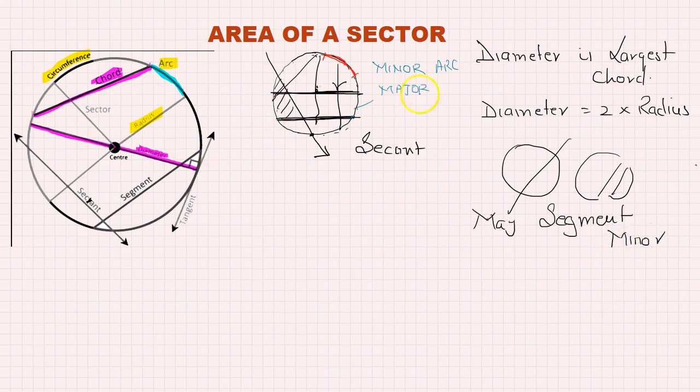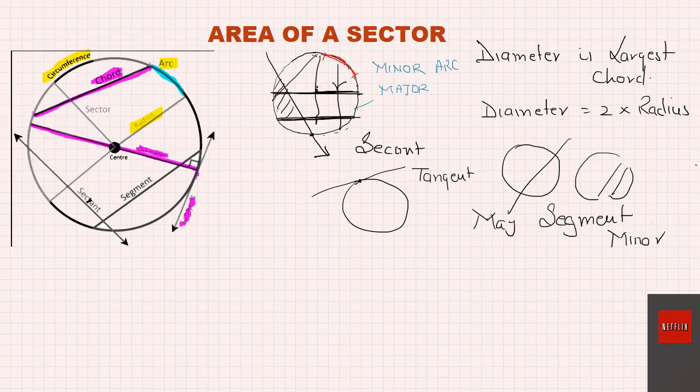And if the line is just dividing into 2 parts, but if a line touches only at one point, this line is called a tangent. So a tangent is touching a circle only at one point, just touching here. And the segment is this area. This part is called the segment.